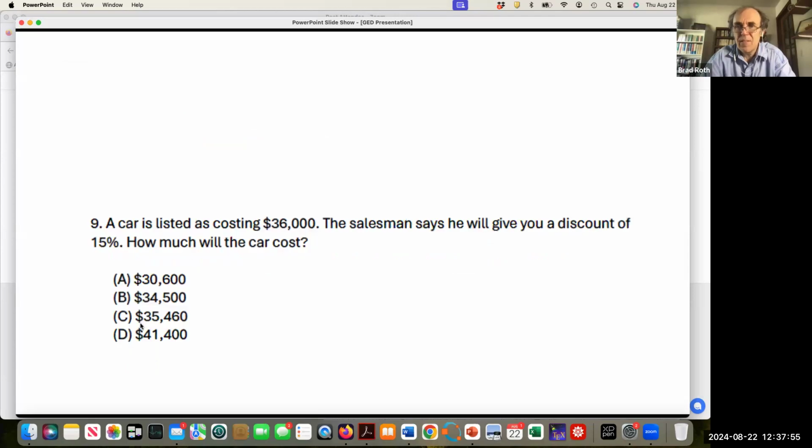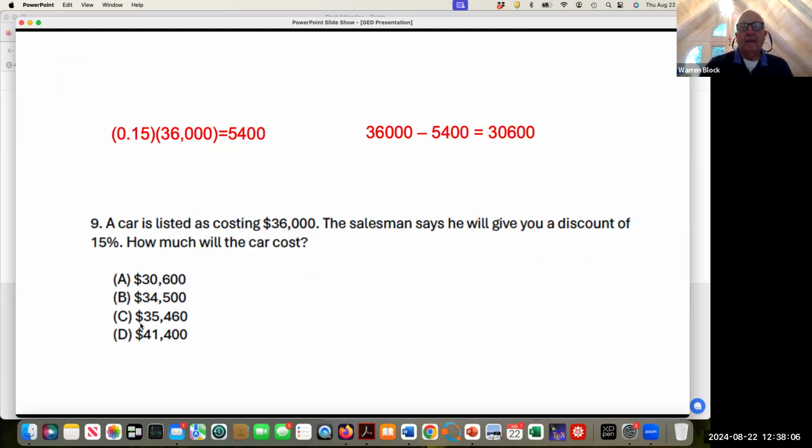Next. So a car is listed for 36,000. The salesman says you get a discount of 15%. How much will the car cost? Well, you have to subtract something from the original price, and what do you subtract? The discount, and that's 15% of 36,000. Always note that of means multiplication. So you get 0.15 times 36,000, 5,400, and then subtract it.